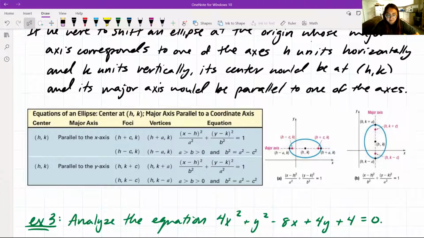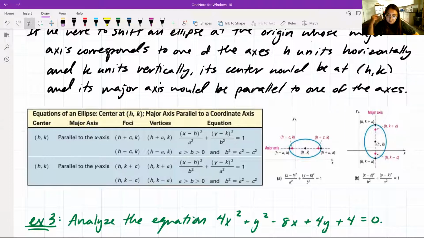So depending on whether or not your major axis is parallel to whichever axis, for example, if it's parallel to the x-axis, you're going to take the values of your foci and your vertices, and apply that to the x term of your center. If it's parallel to the y-axis, you're going to take those values and apply them to the y term in your center. So when it's parallel to the y-axis, we see our foci will be h comma k plus c and h comma k minus c. Then our vertices will be h comma k plus a and h comma k minus a.